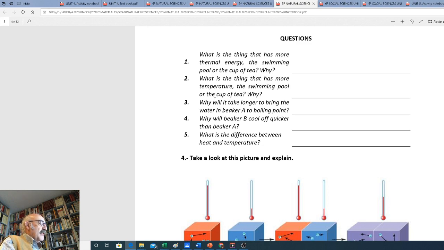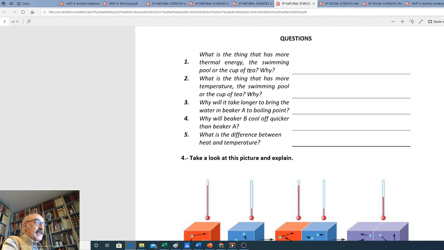So the first one reads this way: what is the thing that has more thermal energy? Thermal energy, not temperature. Swimming pool or the cup of tea? And why? So two answers. Swimming pool or cup of tea? We're talking about thermal energy. That depends on the amount of mass.